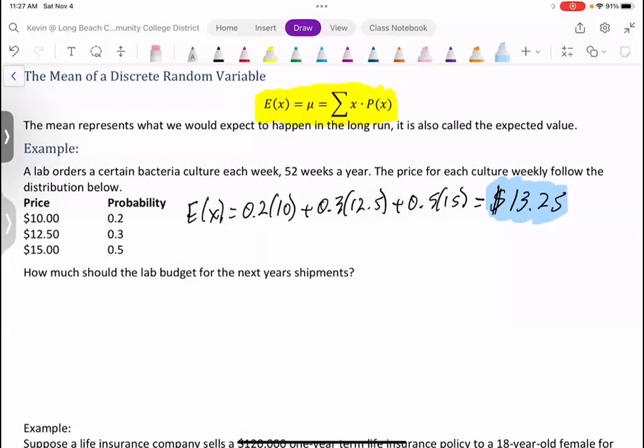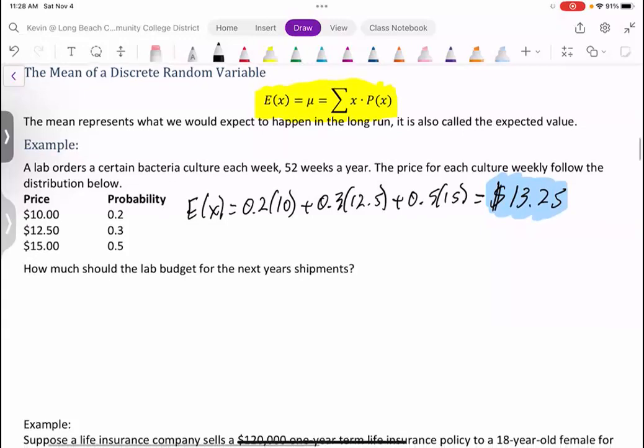Now, the next question, again, which makes sense. So we kind of hypothesized that it'd be probably something between $12.50 and $15, which makes sense since the higher probability is definitely in those two categories. Now it says, how much should the lab budget for the next year's shipments? Well, if it's $13.25, and I should really emphasize this is per week, should be definitely part of the answer.